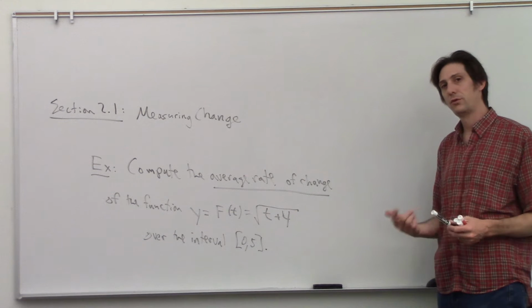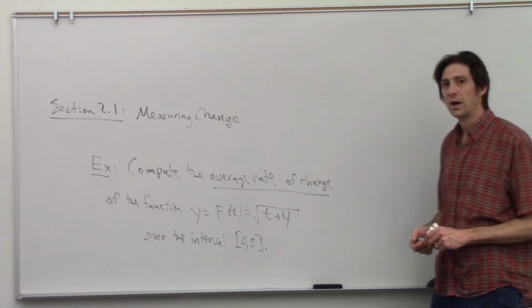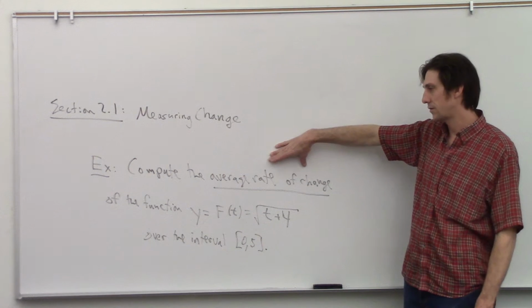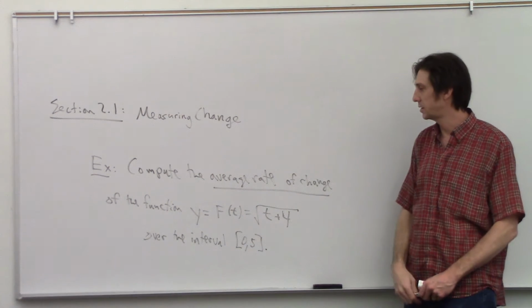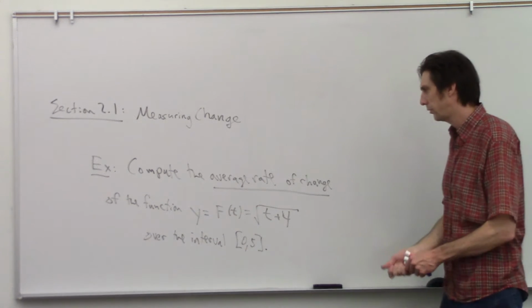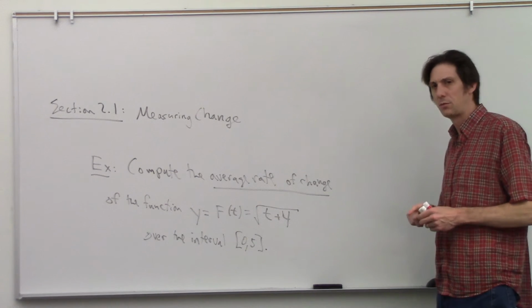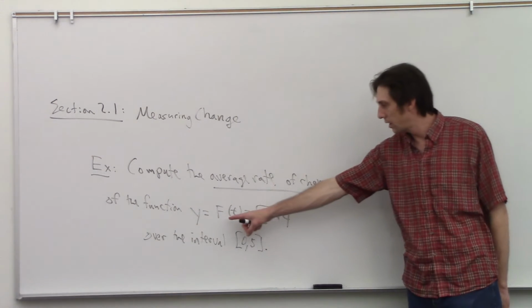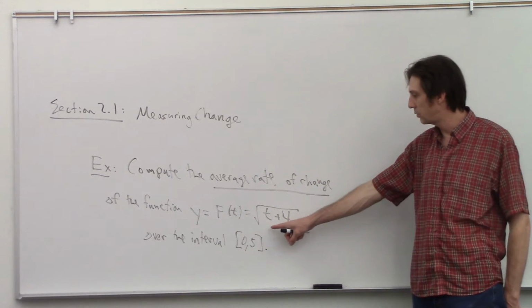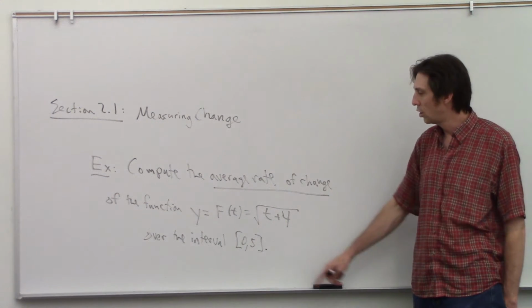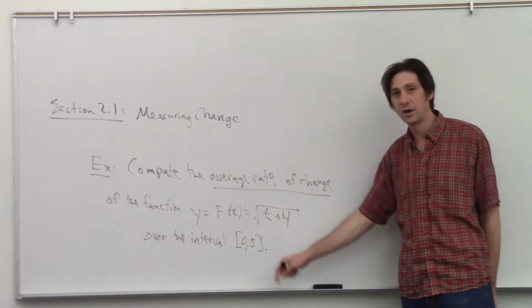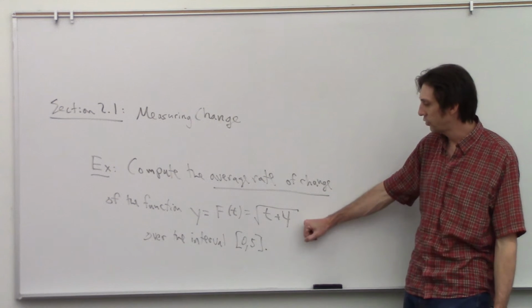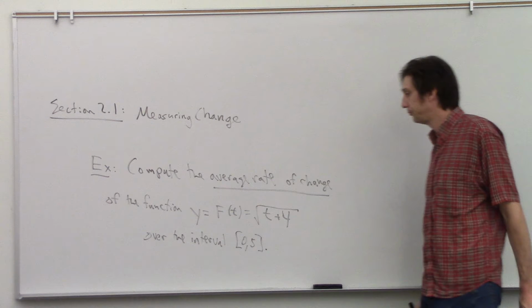In this section, we're going to explore this idea a little further, and in particular, a very important concept called the average rate of change of a quantity with respect to another quantity. So here's a typical example, just a computation. I want to compute the average rate of change of the function y equals F of t equals the square root of t plus 4 over the interval 0 to 5. So typically you'll be computing the average rate of change of a function over an interval.